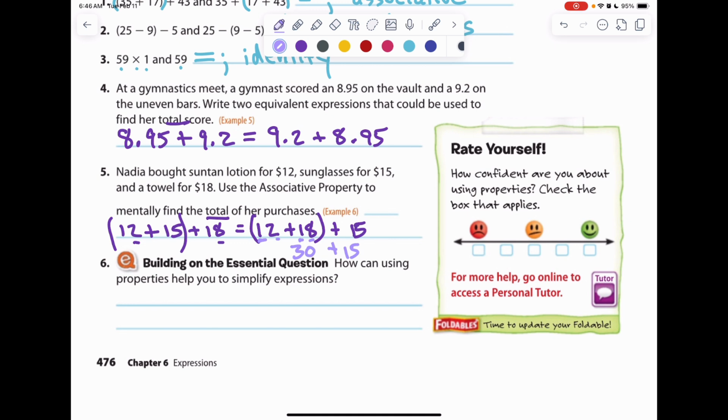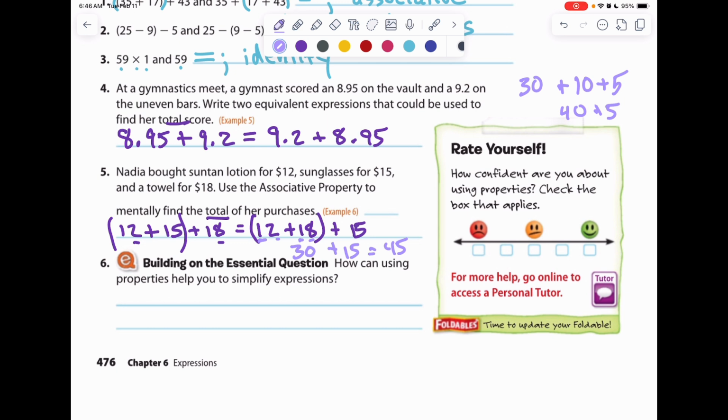How do you think of 30 plus 15? I break the 15 up into 10 plus 5. And now I can do 30 plus 10, which is 40 plus 5 is 45. Equals 45. $45 spent on all of our things for the beach.